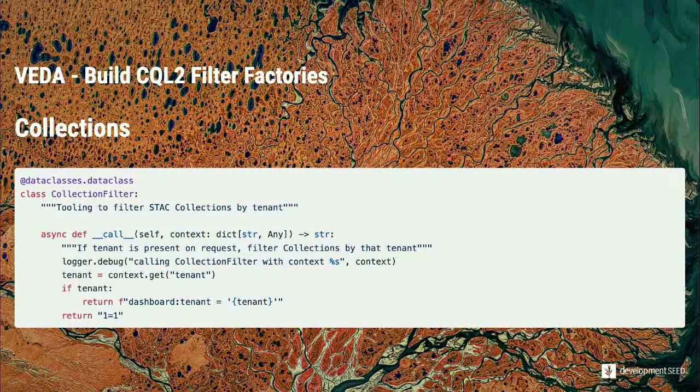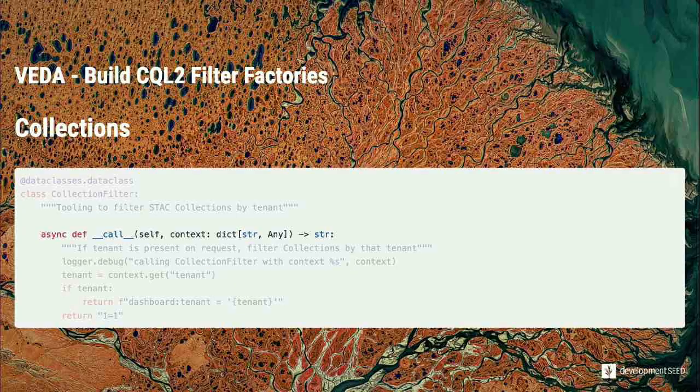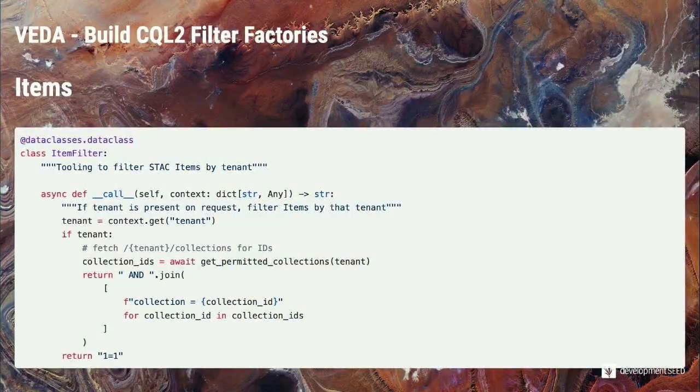And here are their filter generators, so CQL2 filter factories. It's pretty simple. You call it with a context, you get the tenant from this context object. And if there is a tenant, you throw this on the filter. Boom, keep going. Same with items.